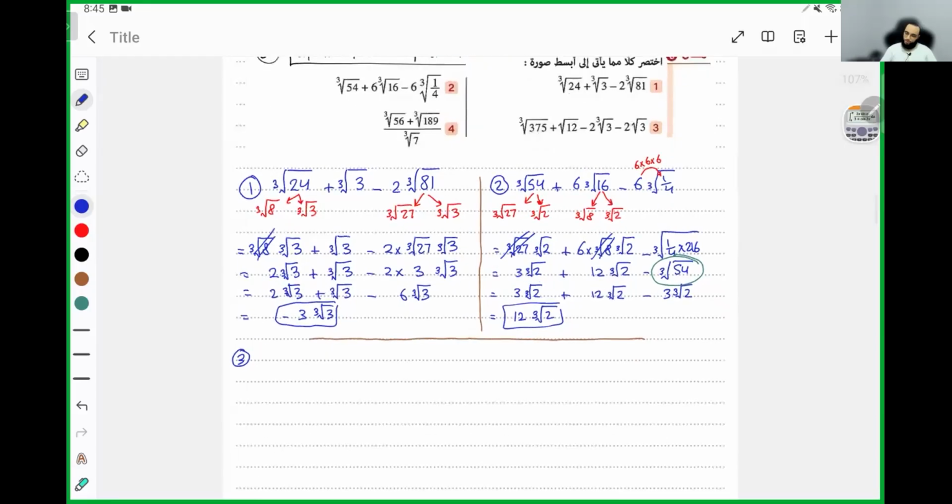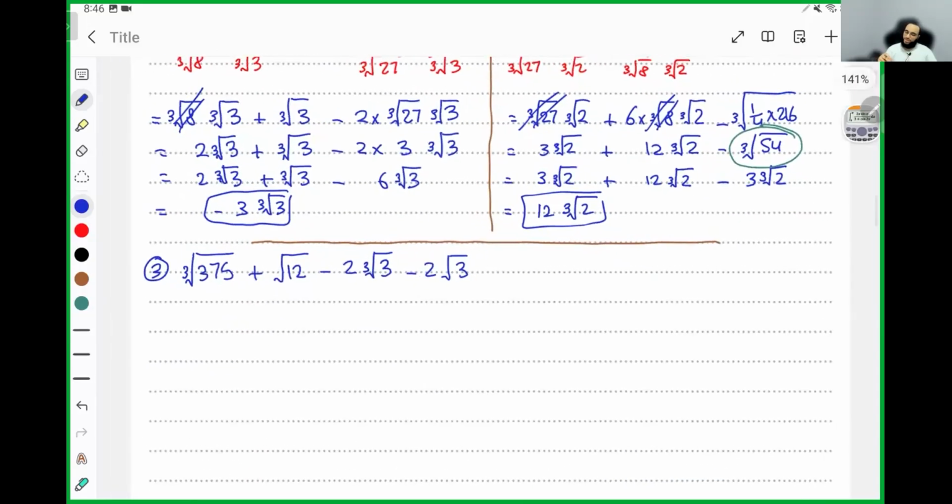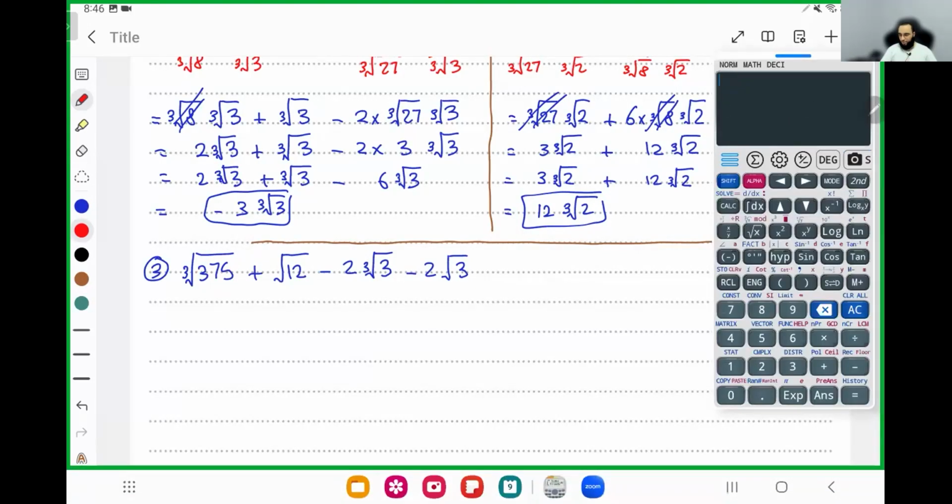Sufyan, 3 cubic root 375 minus square root 12, 2 cubic root 3 minus 2 square root 3. You know, there is a square root and a cubic root in the same question. Correct? Correct. 375, let's decompose it.